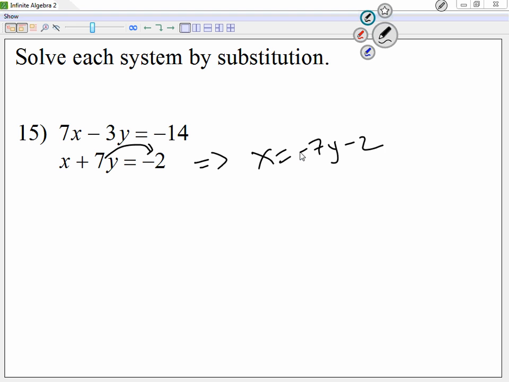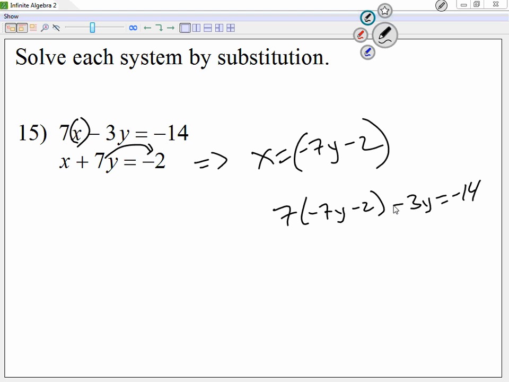Remember, my thing was get a letter by itself. It doesn't matter which one. We got x by itself. Now, everything that I have for x, I'm going to replace it for x on the first one. So I'm going to have 7, open parentheses, negative 7y minus 2, close parentheses, minus 3y is equal to negative 14. So in this case, I'm going to solve for y first. Eliminate parentheses, so you have negative 49y minus 14 minus 3y is equal to negative 14.